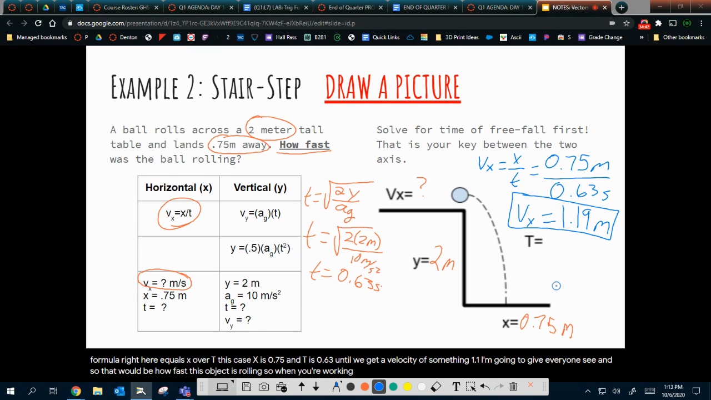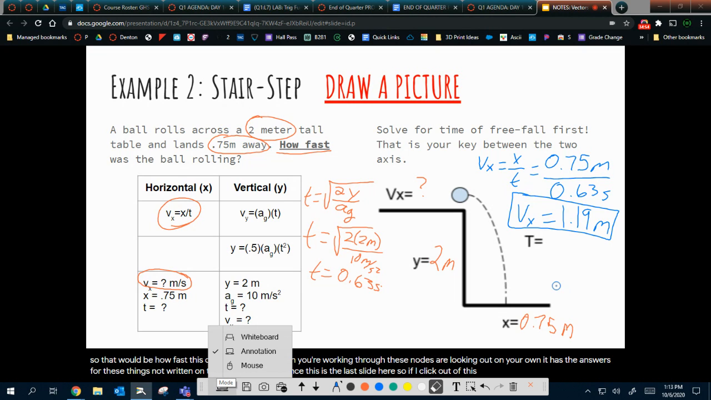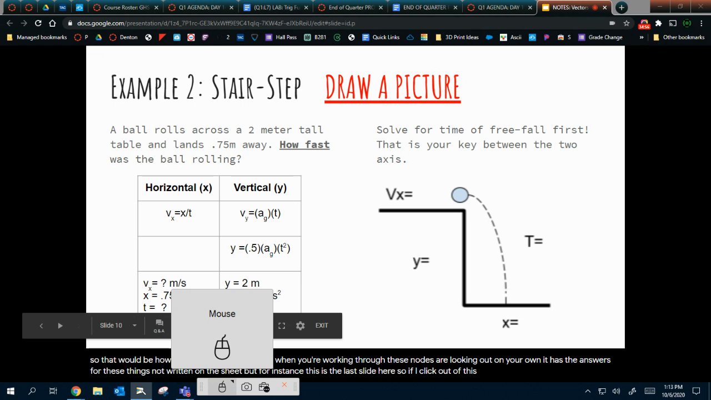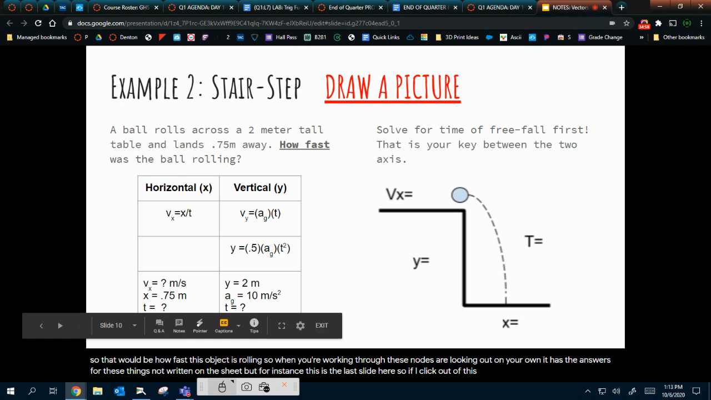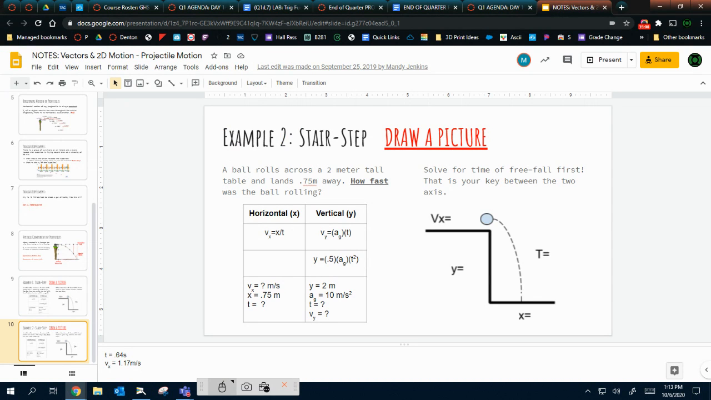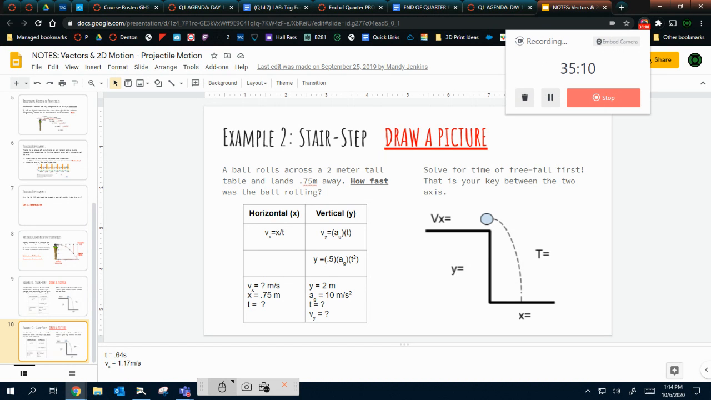So when you're working through these notes or looking at them on your own, it has the answers for these things, not written on the sheet, but for instance, this is the last slide here. So if I click out of this, it has the answers written down here, like in the notes section. So you can always check yourself. So that's what we got, the notes for today.